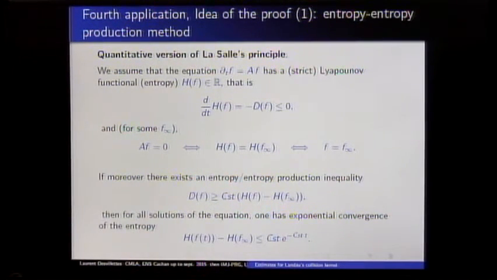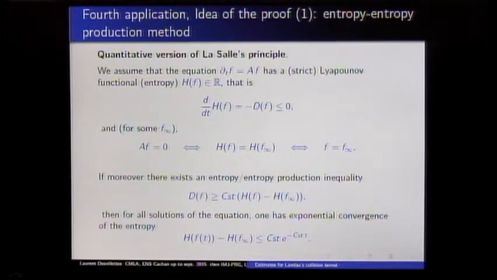Suppose that you have an abstract equation d_t f equal to A f, and that you have a Lyapunov functional, that is, something H which has its value in R, and when you take d over dt of this quantity when f is a solution of the equation, you get something which is non-positive. And suppose that you control the case of equality. That is, you know that D(f) is equal to zero exactly when H is minimal, and this corresponds to f equal to a certain f infinity. So suppose that you know the case of equality in the Lyapunov setting.